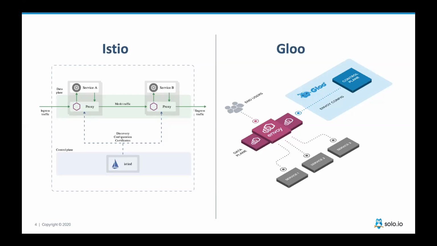Glue does exactly the same thing, just very focused on the edge, so on the entry to your cluster. The control plane gives the configuration to Envoy, and at runtime, when the user comes with a request, Envoy just knows what to do with it: to which service to route, whether it's allowed or not allowed, and so on. So we have the notion of a control plane and a data plane.